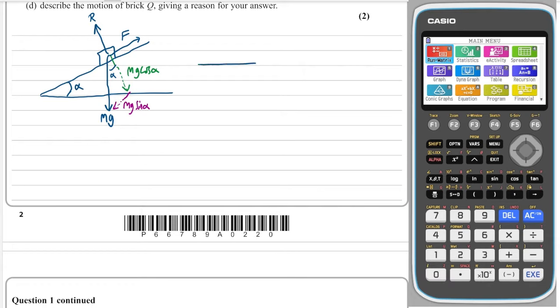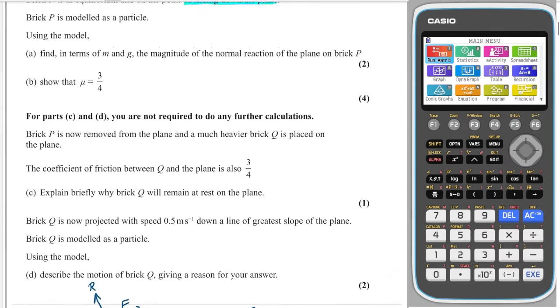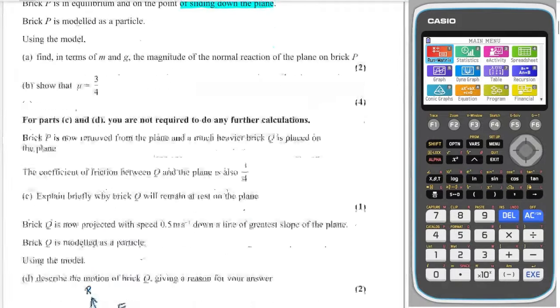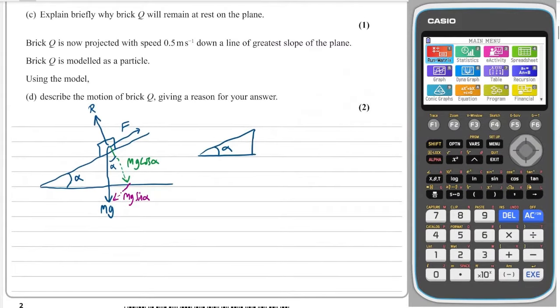We've also been told what the angle is, and what I like to do when I'm told it in terms of tan is, let's just remind ourselves, it was 3 over 4. So I write 3 is the opposite and 4 is the adjacent, because tan is opposite over adjacent. By Pythagoras, the hypotenuse will be 5. So that will tell us that sine alpha is the opposite, which is 3 over the hypotenuse, and cos alpha is the adjacent over the hypotenuse.